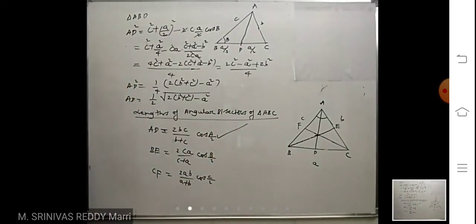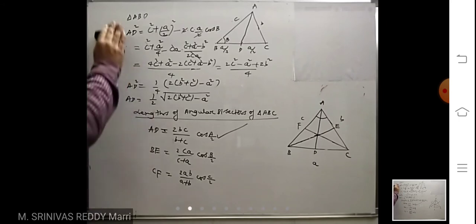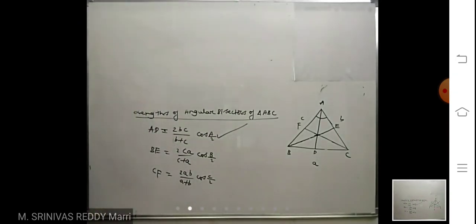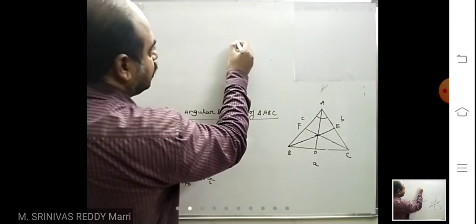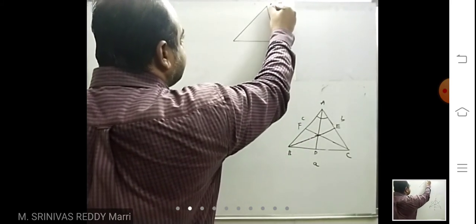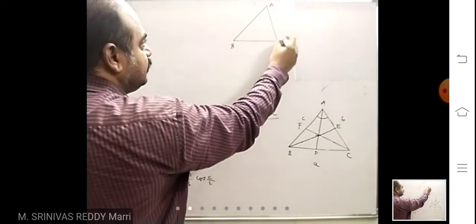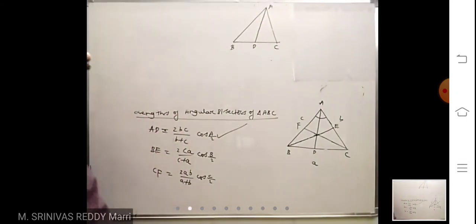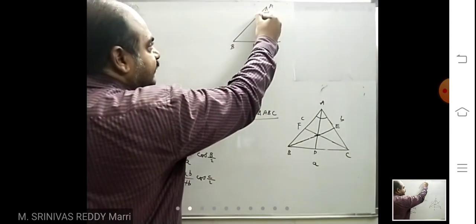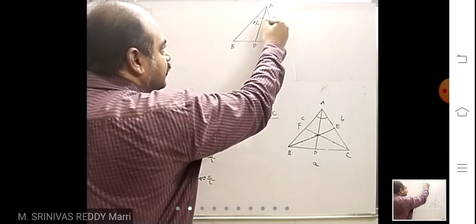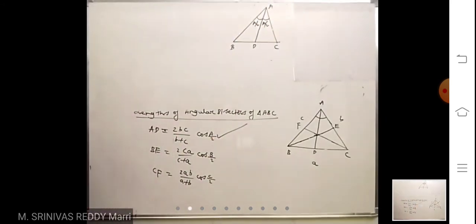One theorem I will tell. Look at this theorem. I will show how you get AD. Look at triangle ABC. Let us say AD is the angular bisector, bisecting the angle at A. That means this angle is A by 2, and this angle is also A by 2.